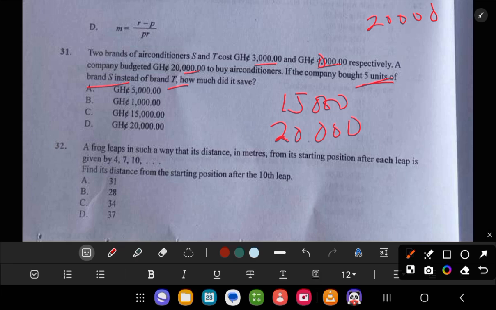So what did they buy? They bought brand S. So S is 15,000, T is 20,000. Looking at the price for the T and then the price for the S, this is their budget. Their budget is actually 20,000. So if they bought T, it means that they didn't have any amount left. But if they bought S, they have 5,000 left. So 31, the answer is A.